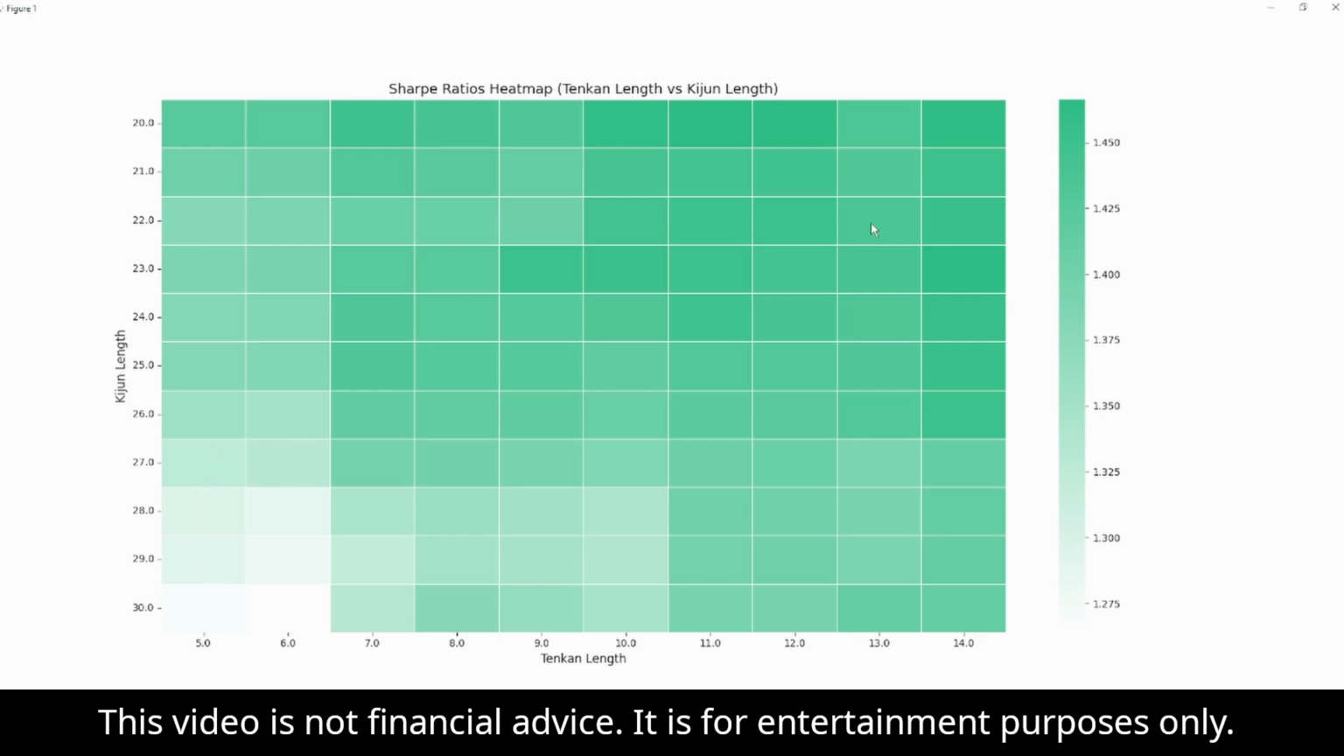So the best Sharpe ratios, as you can see, are hit when the Tenkan length and the Kijun length are around, let's say, in this greener area here, as you can see on the top right corner of the chart. Maybe we will see better on the return heat map. So at around maybe between 10 to 13 or even 14 and a Kijun length of around 20 or so.